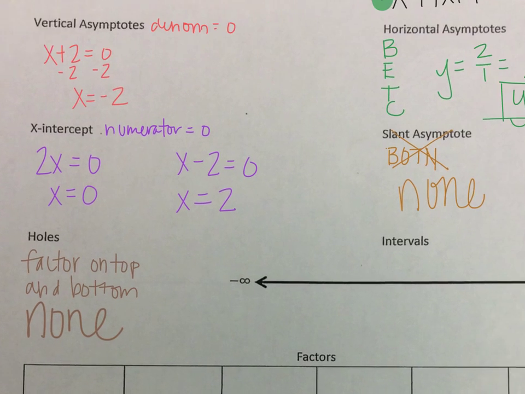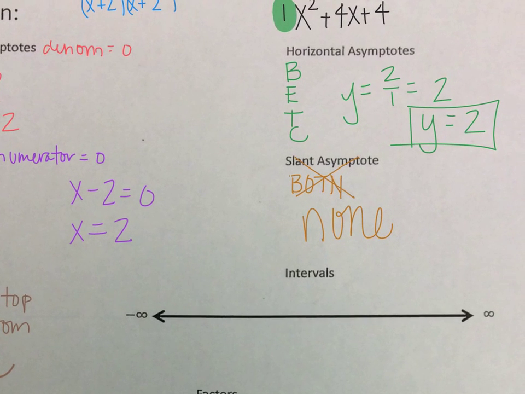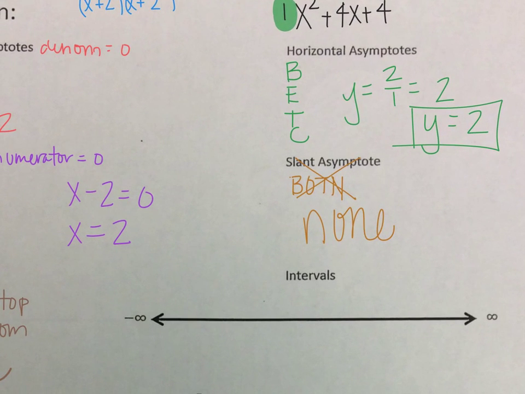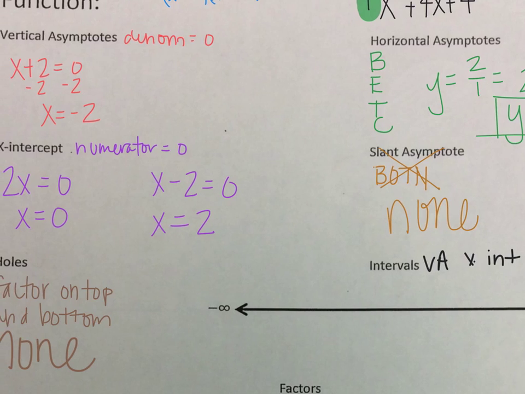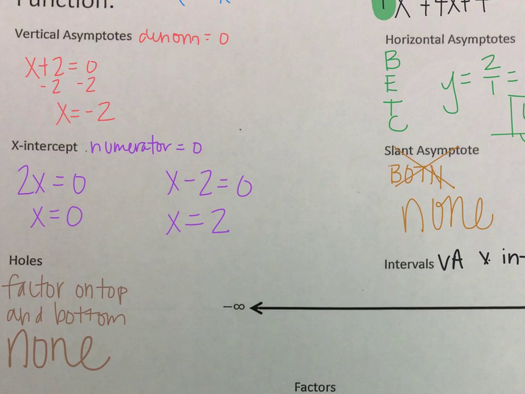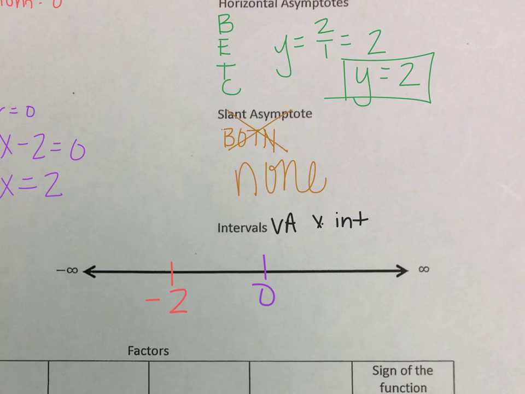Then I can move over to my interval line. On my interval line, I label a couple of things. I label my vertical asymptotes, and I label my x-intercepts. I had a vertical asymptote of negative 2, so that's the first thing that's going to go on my number line, because I am putting these in order. And then I had an x-intercept at 0, and I also had another x-intercept at positive 2.